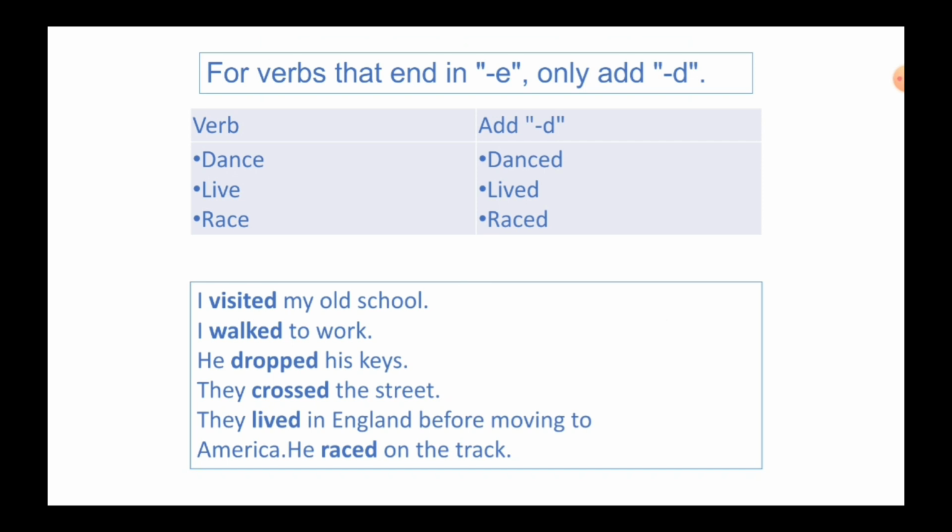Sentences: I visited my old school. I walked to work. He dropped his keys. They crossed the street. They lived in England before moving to America. He raced on the track.